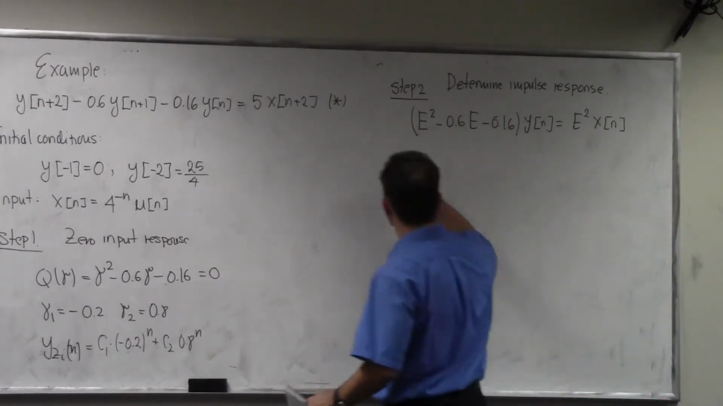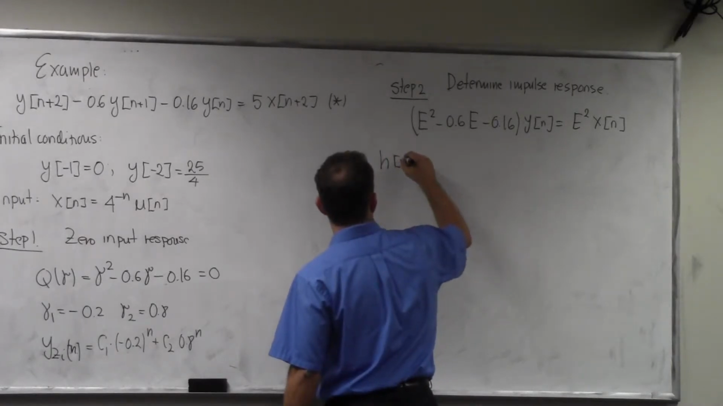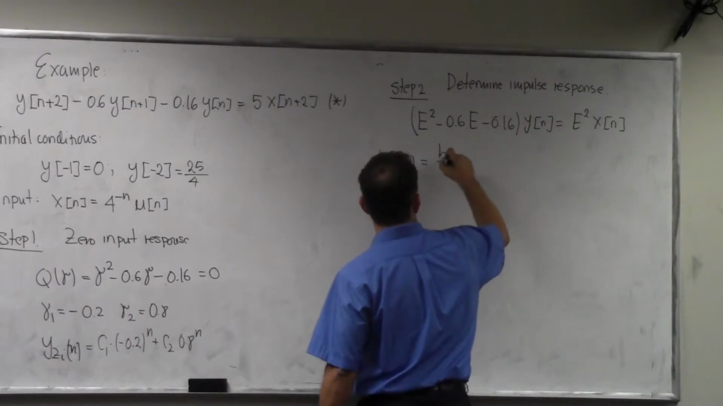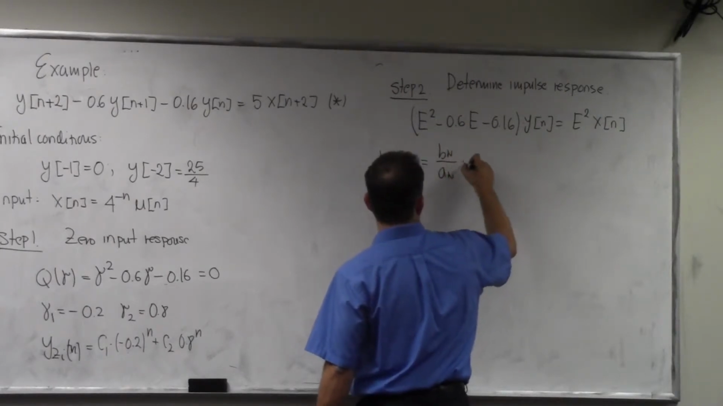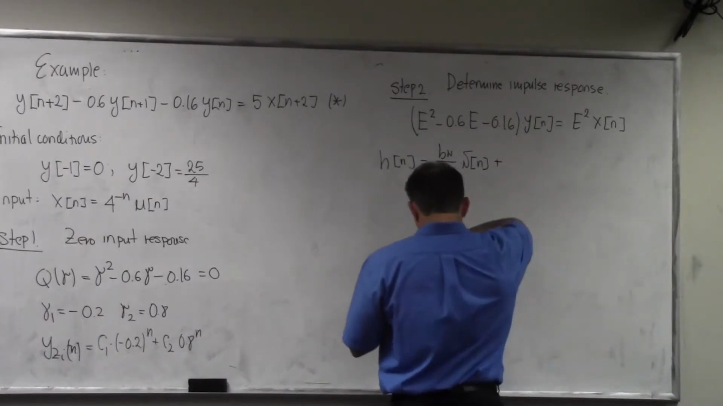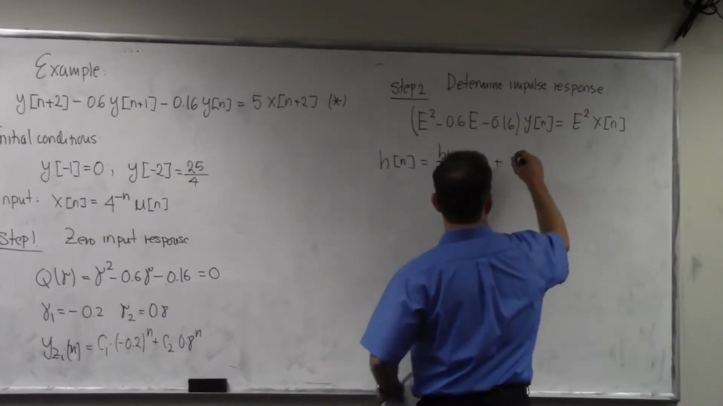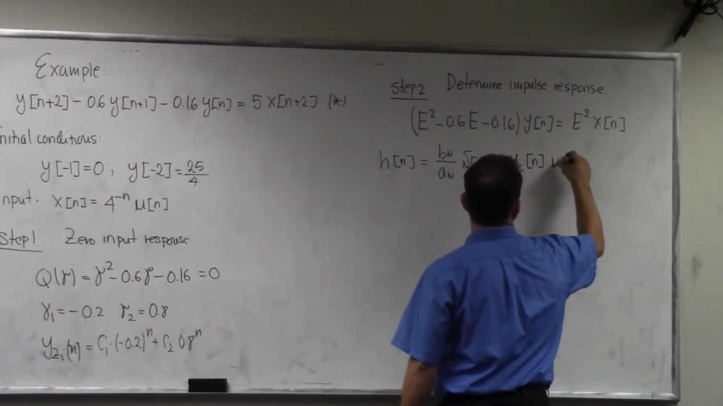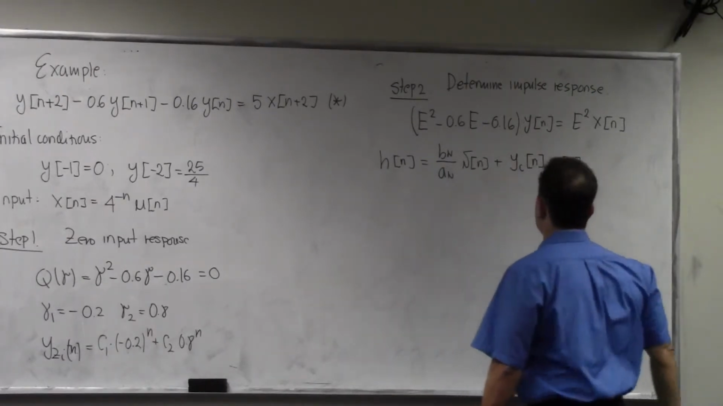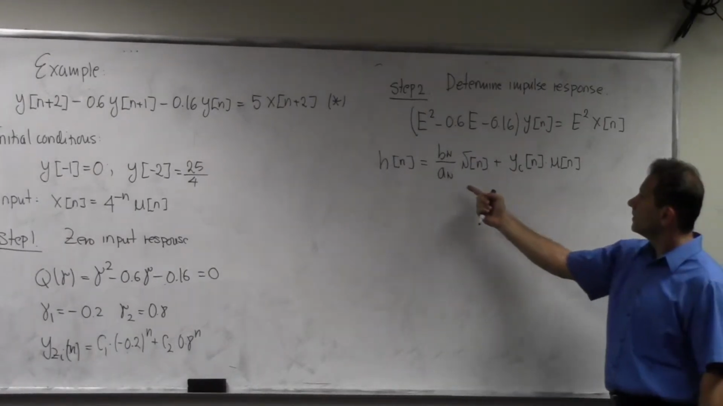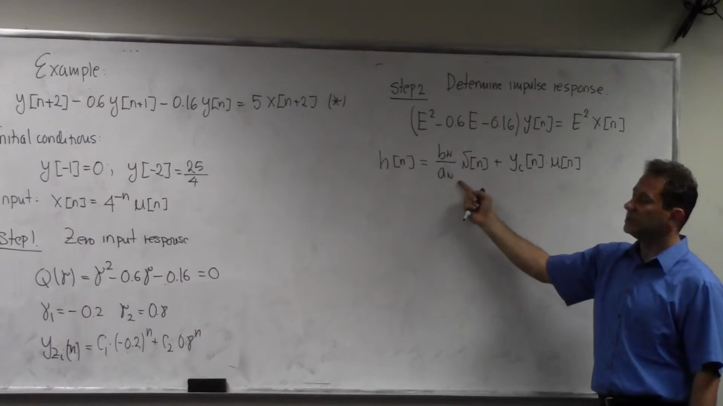Because we have the result from the last class that our impulse response is going to be Pn over An times delta of n plus Yc of n times u of n. Okay? That's the result that we obtained the last time. This one tells us when I have impulses in my output.